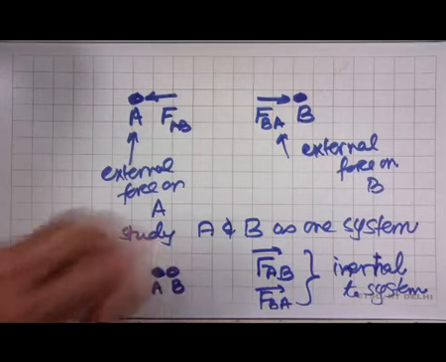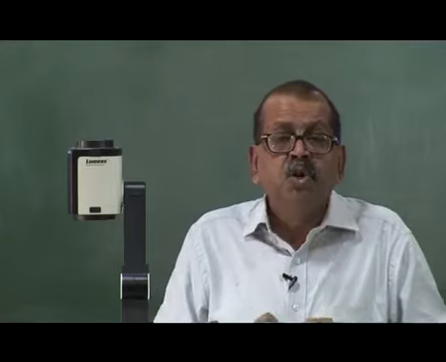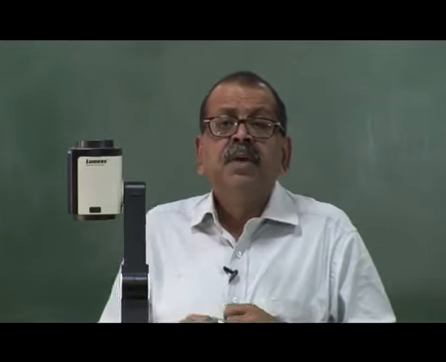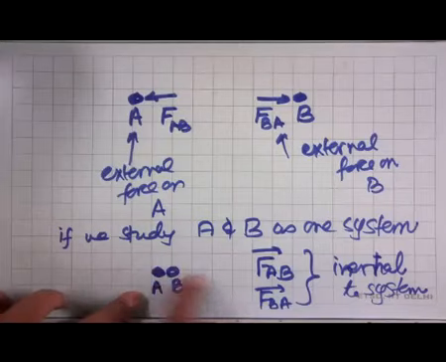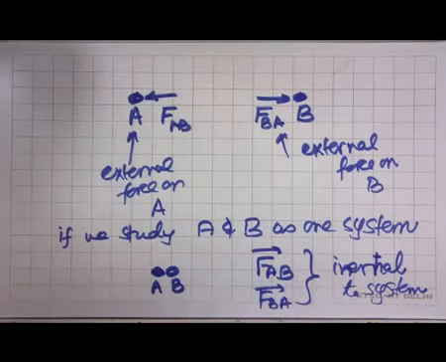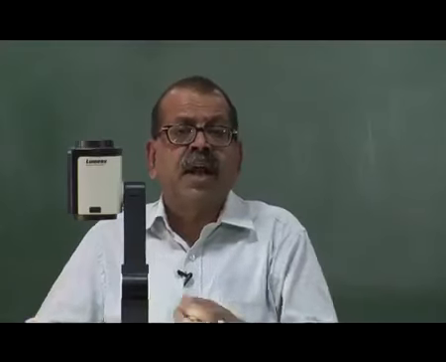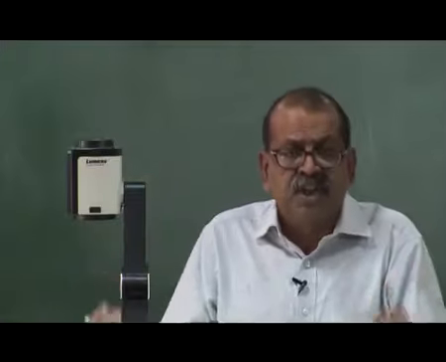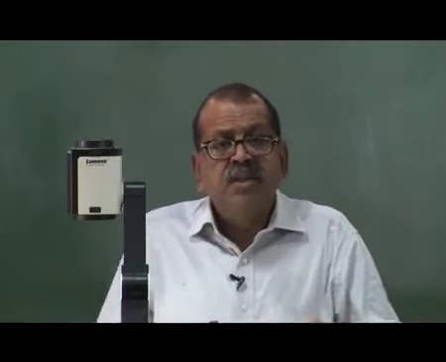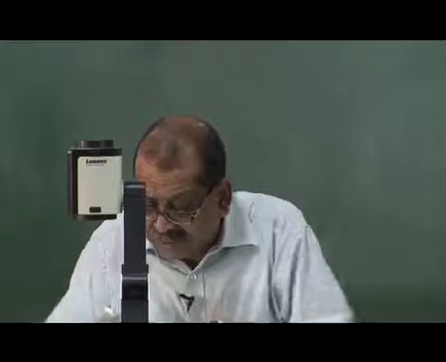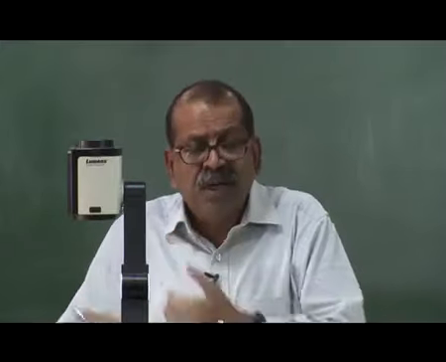now when I have to study the dynamics of A and B together as a system, then I will say there is no force acting, these two forces will cancel out. If other external forces are acting on A and B, let us say the weight or the reaction because of ground, then they have to be counted, but the interaction between A and B will cancel out.